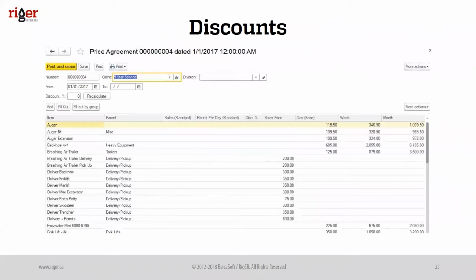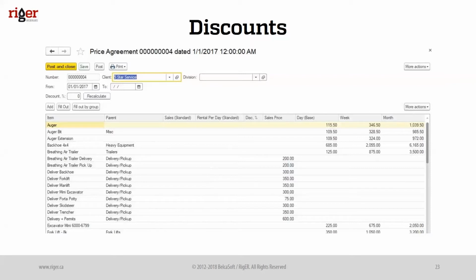Discounts. You may have some discount situation in your operations when your customer requires some special prices, or it can be volume pricing based on the volume of the rental equipment that they utilize or some services. In the price agreement itself, you can enter the discount in the discount field, hit the recalculate button, and all the prices will be recalculated with the discount applied to this price agreement.